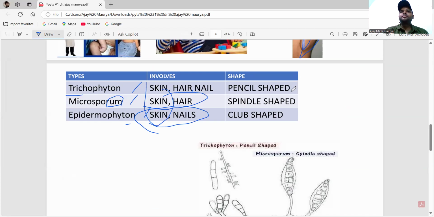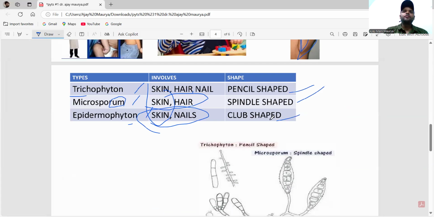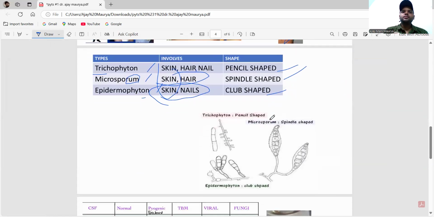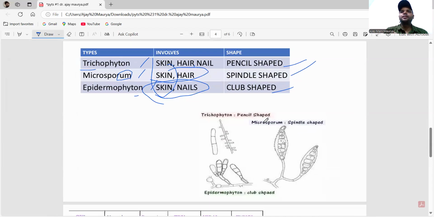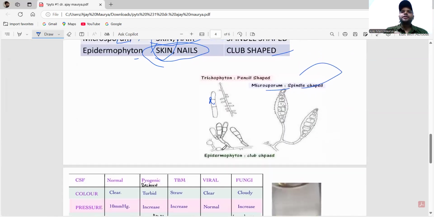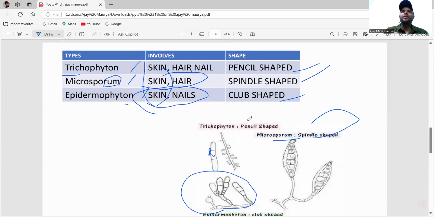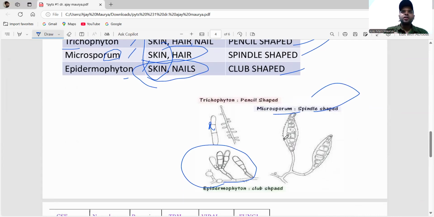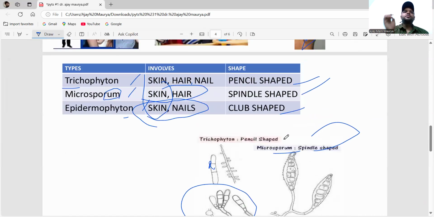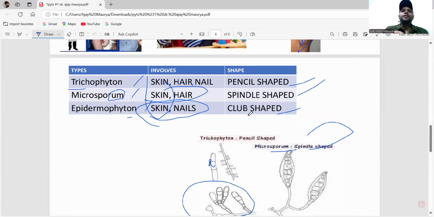Trichophyton is pencil shaped. Microsporum is spindle shaped. Epidermophyton is club shaped. You will get one MCQ: most Macroconidia are seen in Trichophyton.